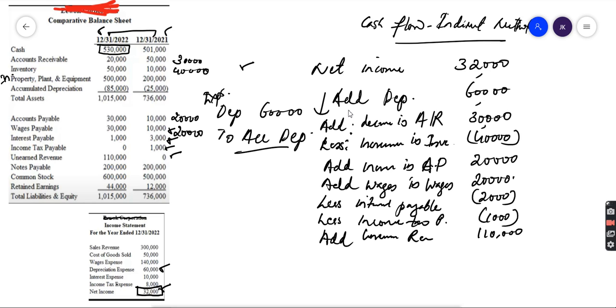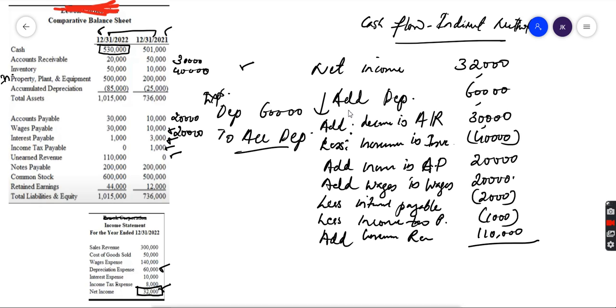Common stock, of course, doesn't come in the operating section of the cash flow. Retained earnings, of course, doesn't come in operating cash flow, right? So therefore, we don't do that. Let's see what is the net change from operating. Let's add up everything.